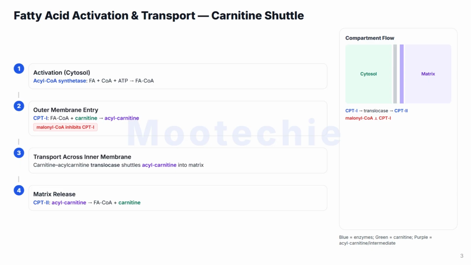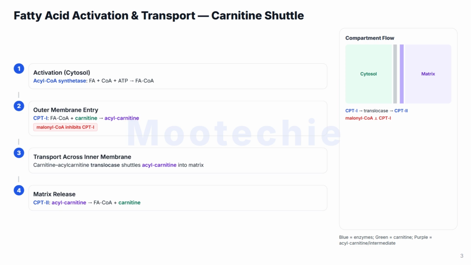Step 2 is outer membrane entry. The enzyme CPTI1 or carnitine palmitoyl transferase 1 converts fatty acyl-CoA and carnitine into acyl-carnitine. A crucial regulatory point here is that malonyl-CoA inhibits CPTI1. Step 3 is transport across the inner membrane. The carnitine-acyl-carnitine translocase shuttle moves the acyl-carnitine into the mitochondrial matrix.